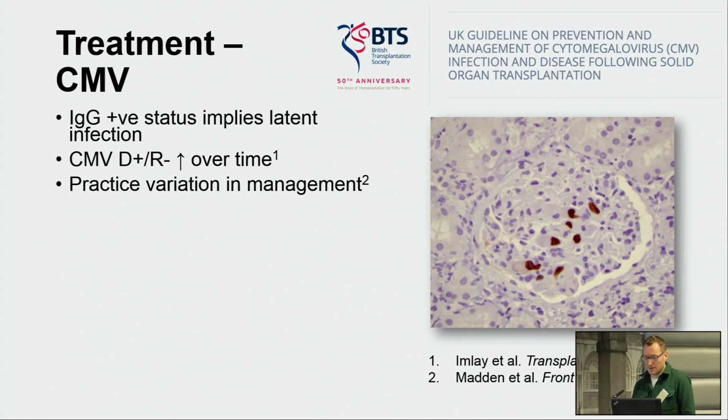CMV is a herpes virus, and if you've had it, then you get IgG positive status, and that implies that you've got latent infection that could potentially reactivate. We've seen from North American data that there's an increasing number of donor positive CMV donors, and then recipients who are CMV negative, which increases the risk of potentially having primary CMV if you're CMV naive at the time of transplant.